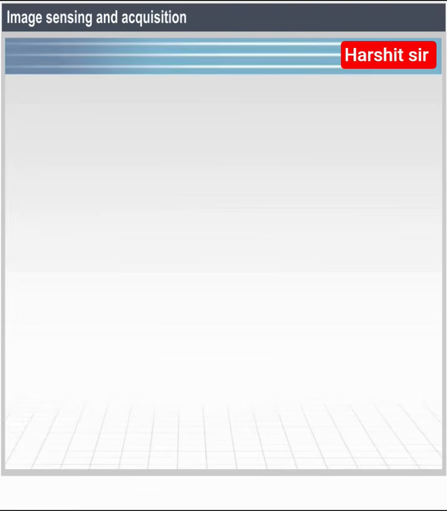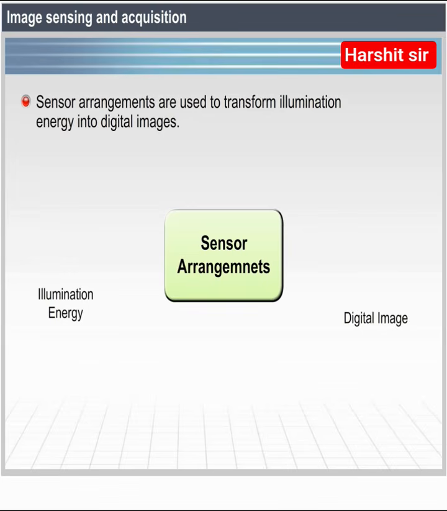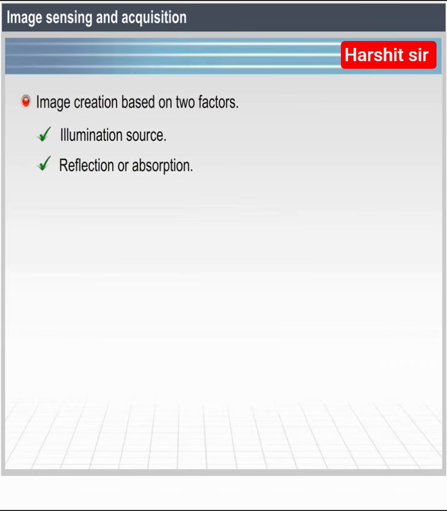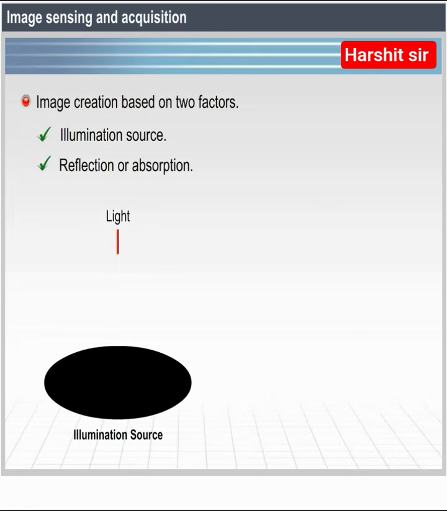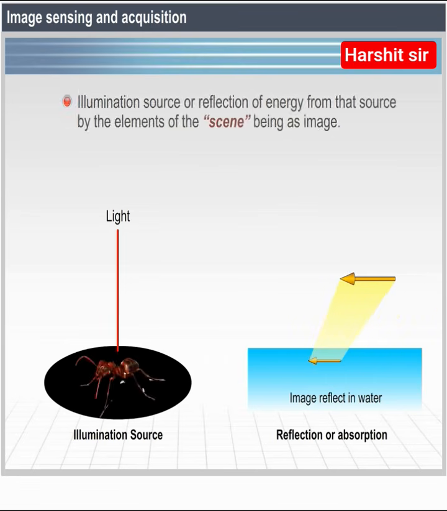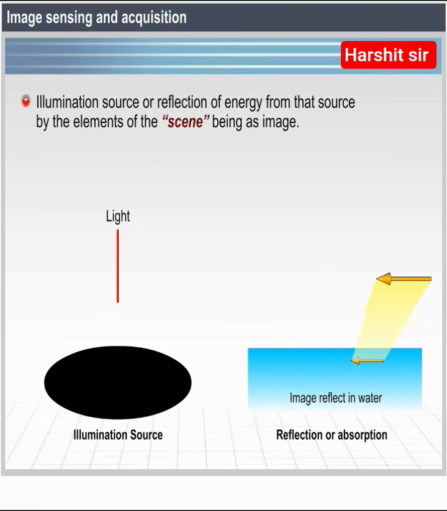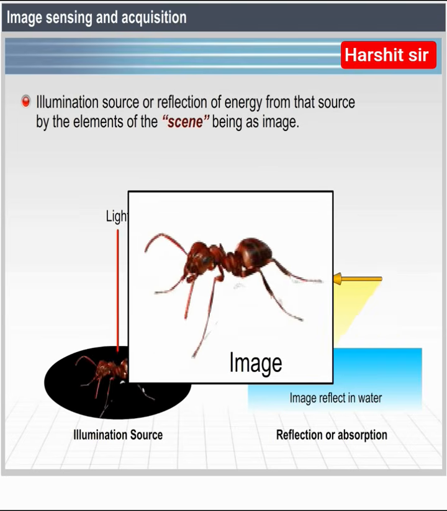Image sensing and acquisition. Sensor arrangements are used to transform illumination energy into digital images. Image creation is based on two factors: illumination source, and reflection or absorption of energy from that source by the elements of the scene being imaged.